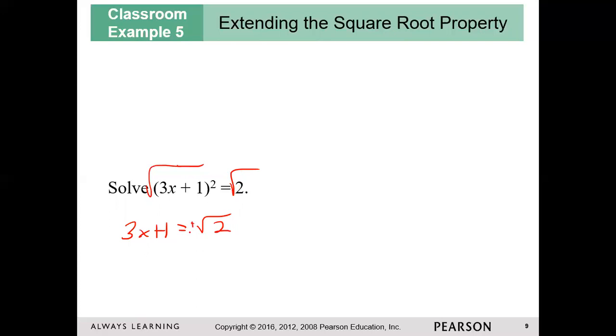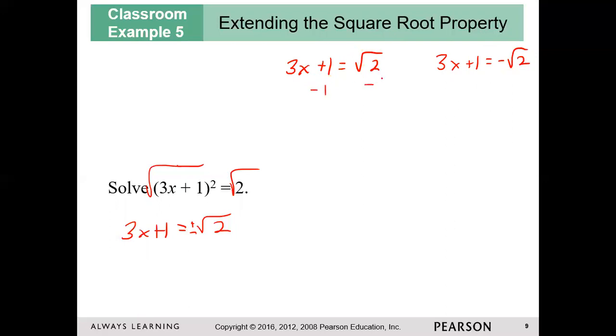So this is positive, negative, square root of 2, which means we have two equations here. One where 3x plus 1 equals positive square root of 2, and the other one where 3x plus 1 is equal to the negative square root of 2. And then we start solving this as if we were solving any old regular equation, because we just can't simplify that unless they tell us that we are allowed to write the decimal value. But I'm going to assume that we can't.